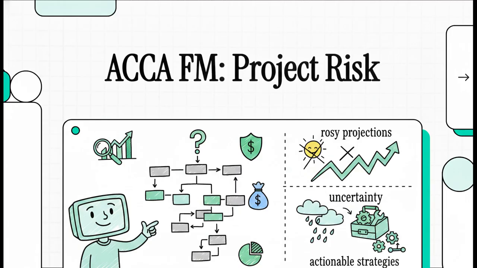Because, let's be real, making investment decisions isn't just about looking at those rosy best-case projections, right? It's really about understanding exactly what happens when things inevitably don't go according to plan. So let's dive right in and break down how we actually adjust for risk and uncertainty, turning all these complex theories into clear, actionable strategies.